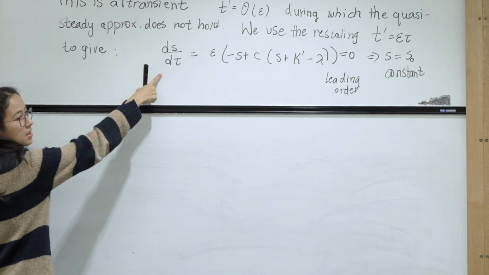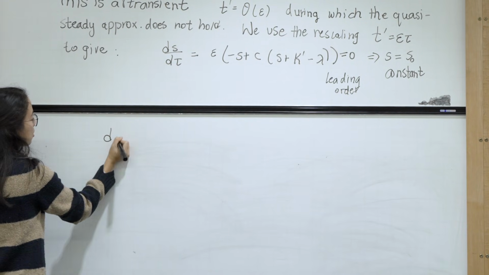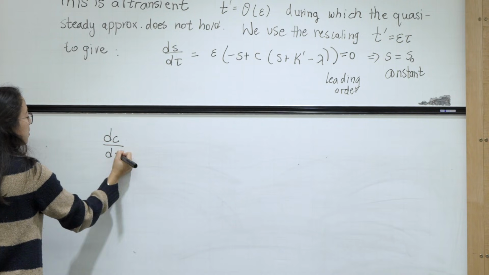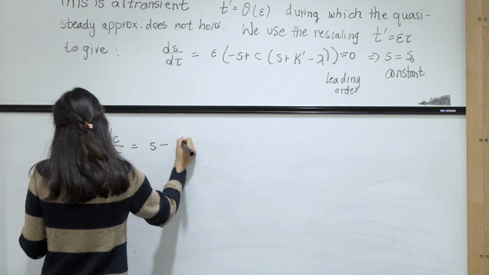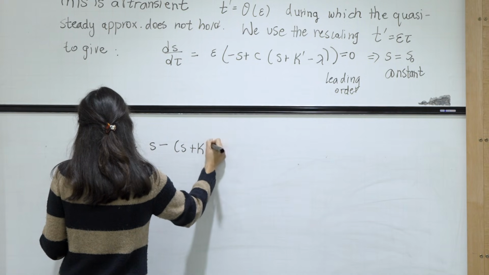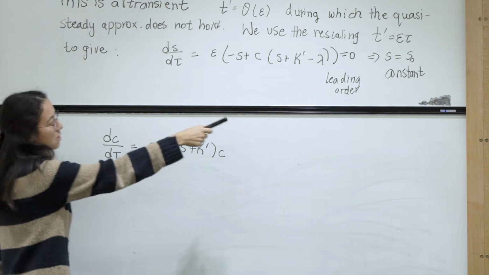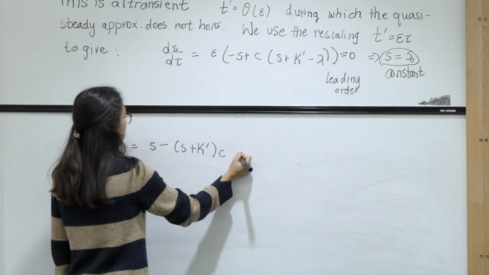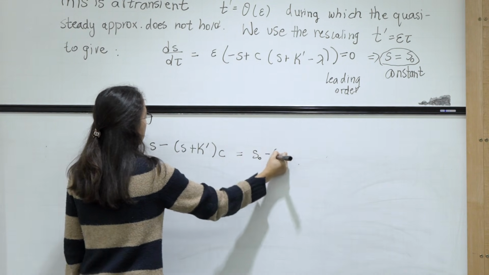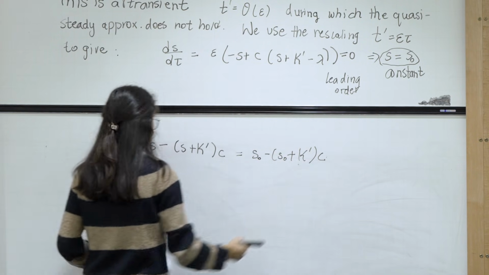Okay, so this is the equation for the SD tau. If I write down the concentration C for the complex with this new variable tau, we will arrive at S minus S plus K prime C. And now, since I know that S is just a constant from here, I will have that this is S0 minus S0 plus K prime C.